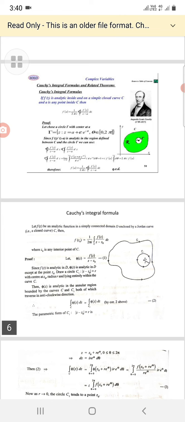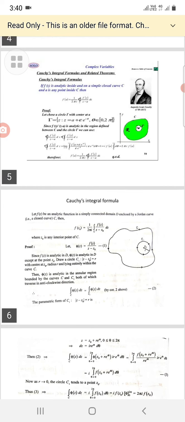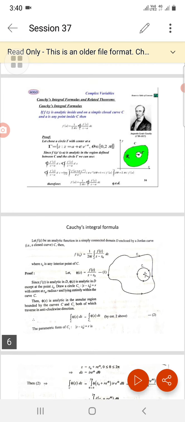Let f of z be an analytic function in a simply connected domain D enclosed by a Jordan curve or closed curve C. Then f of z0 is equal to 1 by 2 pi i integral over C of f of z divided by z minus z0 into dz, where z0 is an interior point of the curve C.